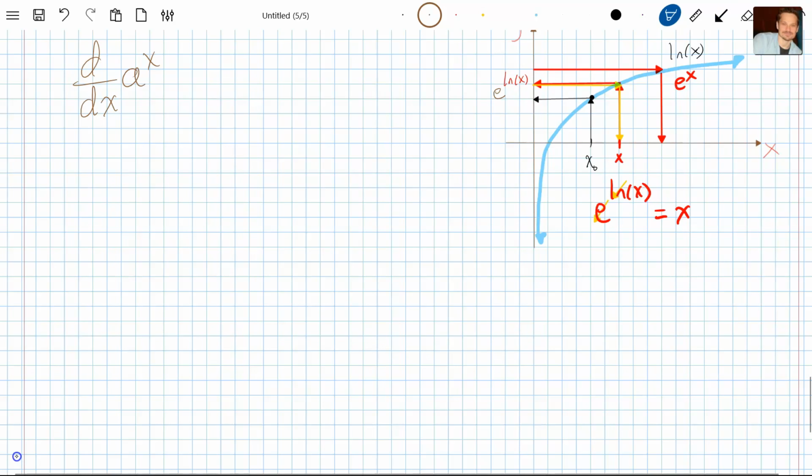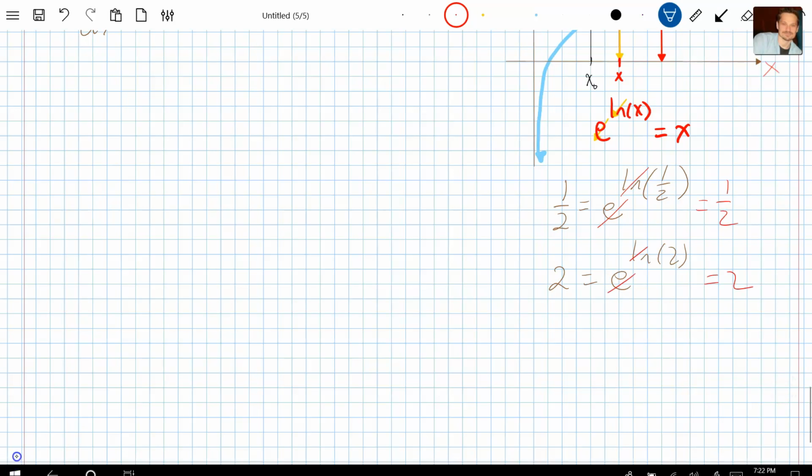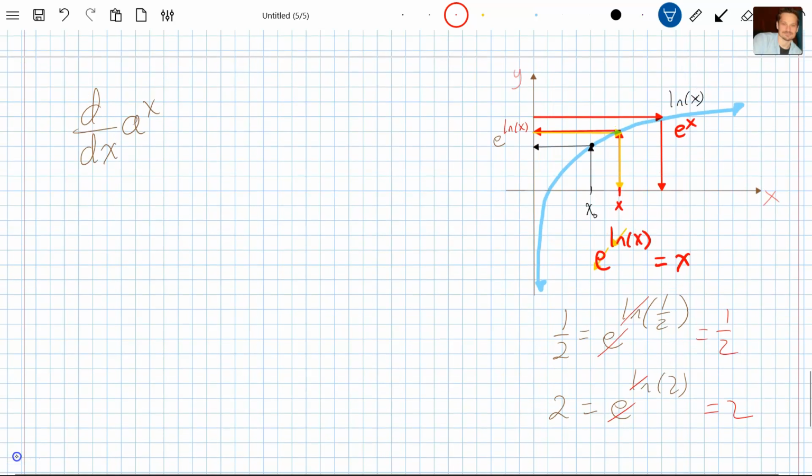Once we understand that e and ln are inverses, then it tells us that numbers like the humble 1/2 can be written equivalently as e to the ln of 1/2. It tells us that, for example, the number 2 is equivalent to e to the ln of 2. Because if you wanted to, you could cross off this with this and get back to 1/2, cross this off with this and get back to 2. That's a key understanding. We're going to make use of that when we do our derivative.